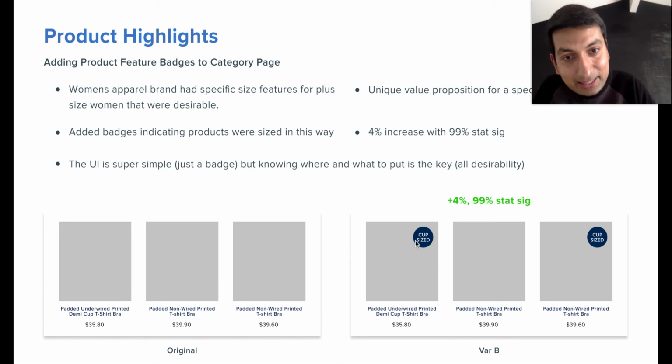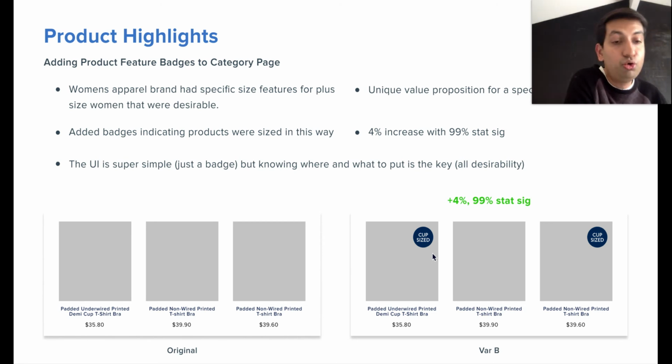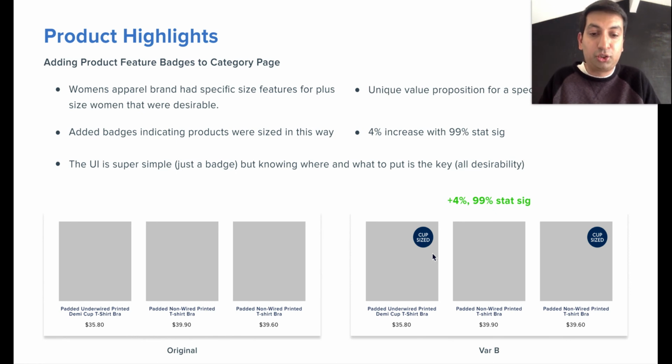Simply adding these simple badges saying, hey, these come in cup size options. That has that size availability. That feature is there. Increased conversion rate from the category pages by 4%, 99% significance. Again, this is pretty far on the desirability side of the usability-desirability spectrum, because you could argue, of course, there's some usability, like you don't have to go into each PDP and open it up to see what the sizing is. But largely, this is a presentation of a value proposition that previously most users were unaware of, or some fraction of them were unaware of, right?